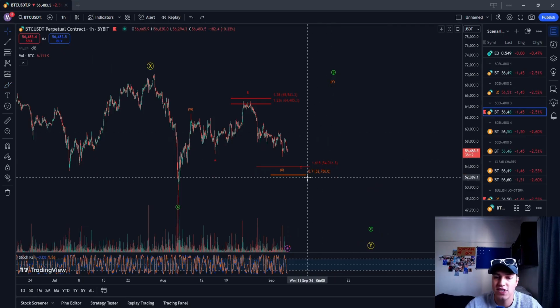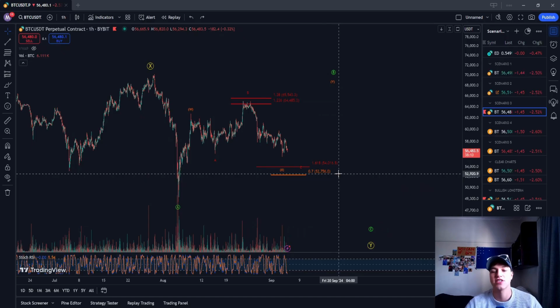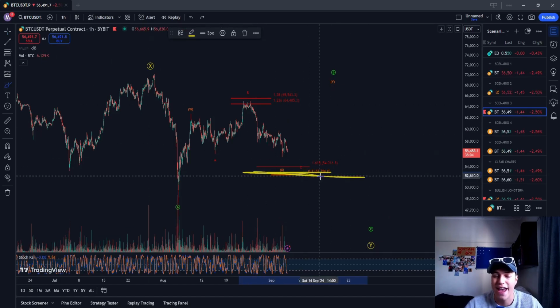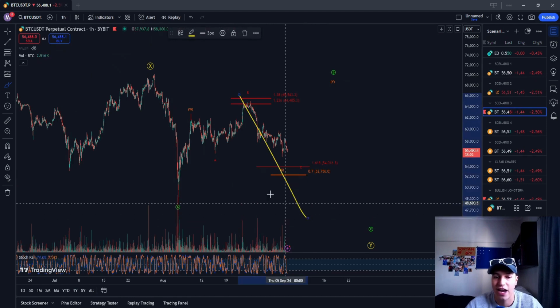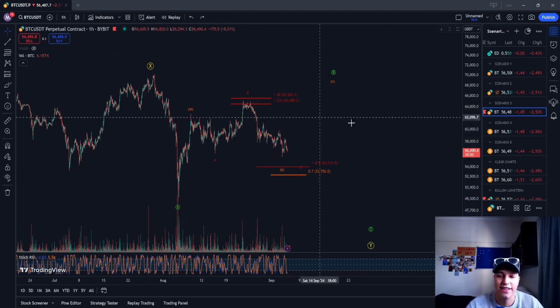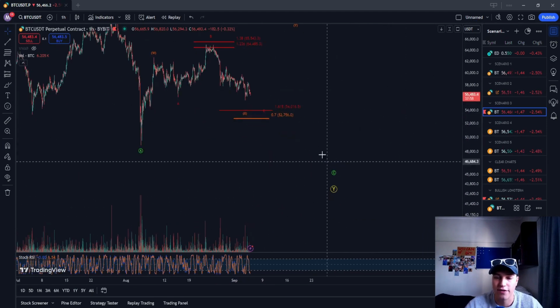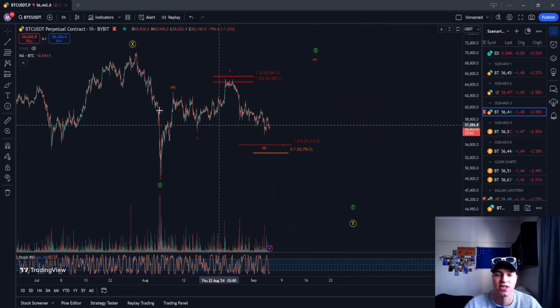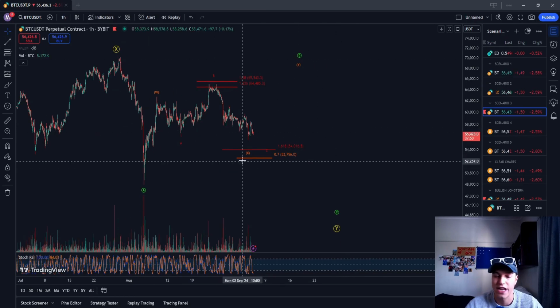Now, wave C cannot touch the 0.7 at 52,756, or this means this wave X is invalidated, and the likelihood we are moving down in that larger wave, green wave C, is a lot higher. So do keep an eye out for that $52,756 level.